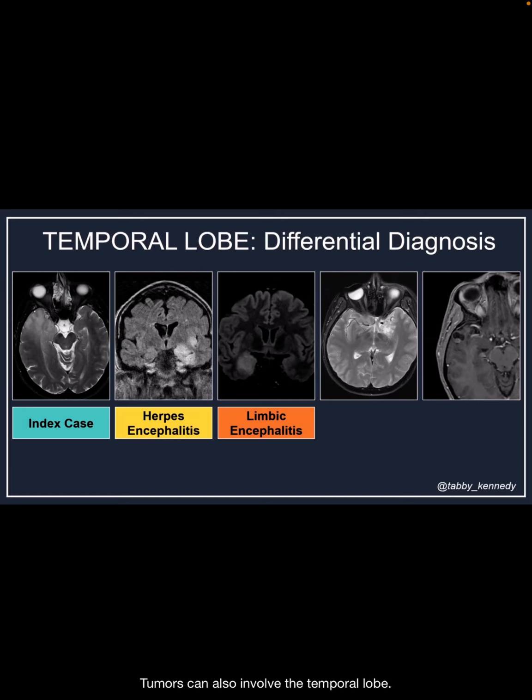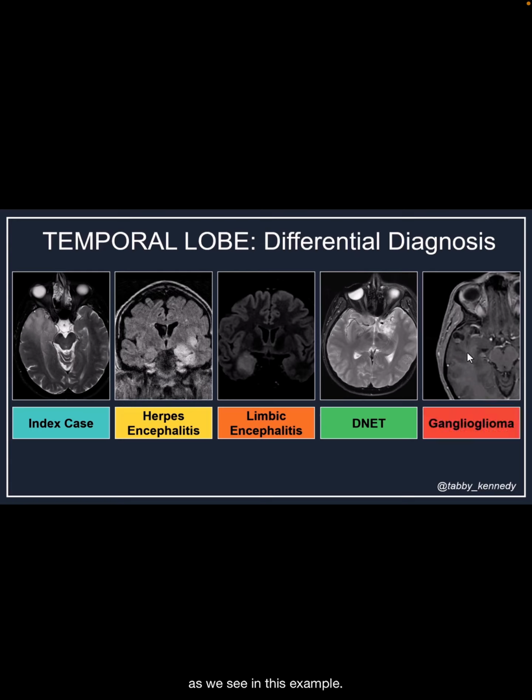Tumors can also involve the temporal lobe. This is a characteristic one where you can see you've got this soap bubble appearance of this lesion. It doesn't really look anything like our index case, but this is kind of a classic Aunt Minnie diagnosis with that soap bubble appearance. This is characteristic of a tumor called a DNET tumor. You can also have gangliogliomas involve the temporal lobe, and characteristically they're going to have a cyst with an enhancing mural nodule, as we see in this example.